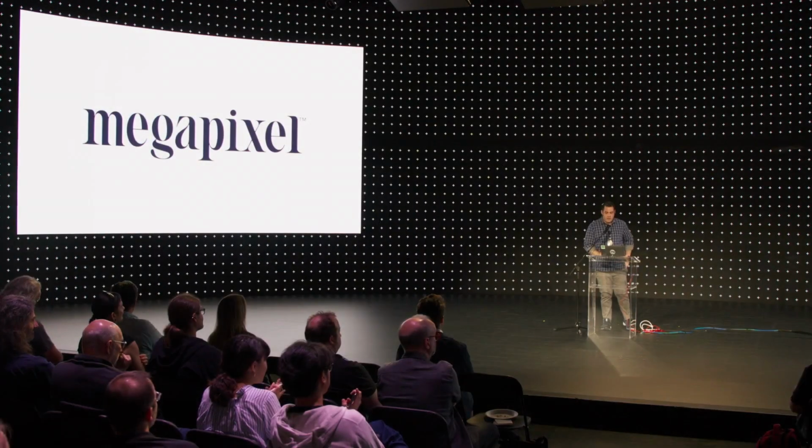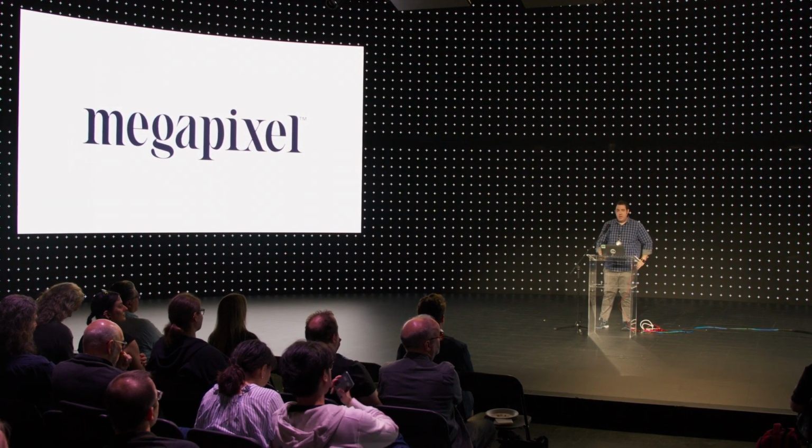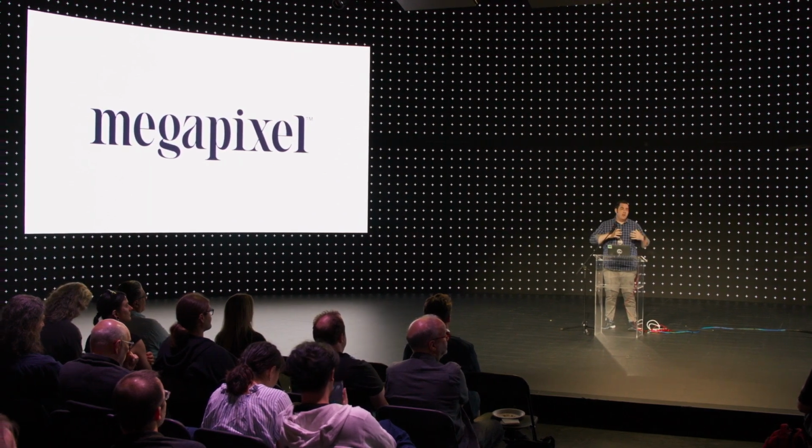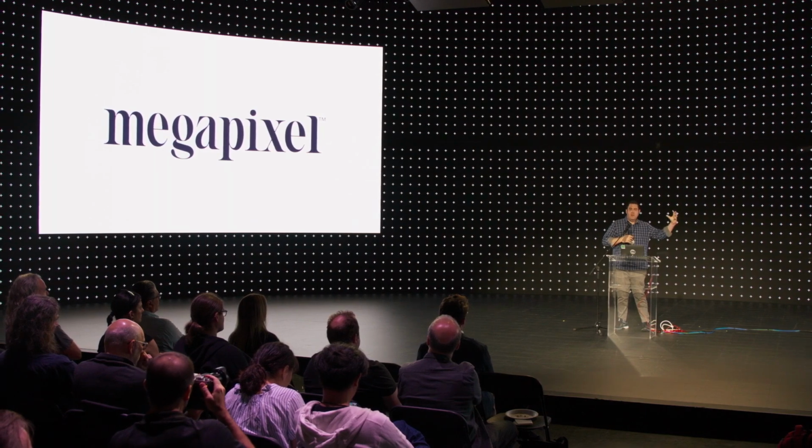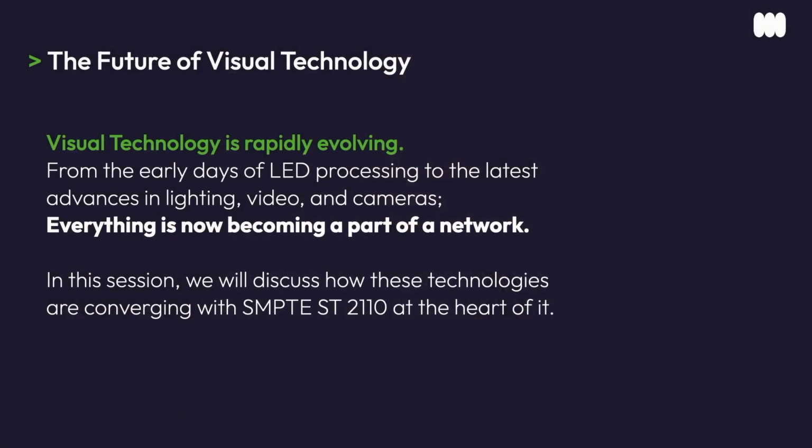So those are just a few of the visuals of the types of projects that we work on. We do a vast array of everything from development, from lens to pixel and everything in between. Visual technology is rapidly evolving from LED processing in the early days to lighting to video. Everything is now part of a network. That's a big topic that I'm going to cover today. So we'll discuss technologies and their convergence.